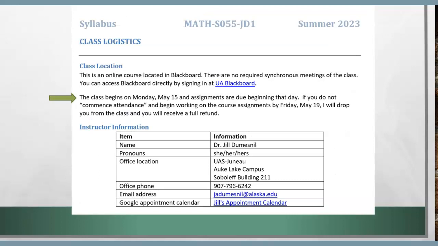Let's go back to the first page and look at some specific details. Here you will see that this is an asynchronous online course located in Blackboard. However, the course is instructor-paced and has firm beginning, ending, and assignment due dates. The class begins on Monday, May 15th, and students who do not begin working in the course by Friday, May 19th will be dropped from the course with a full refund. You will also find my instructor information, including contact information. I can be reached by phone message, email, or my Google appointment calendar.